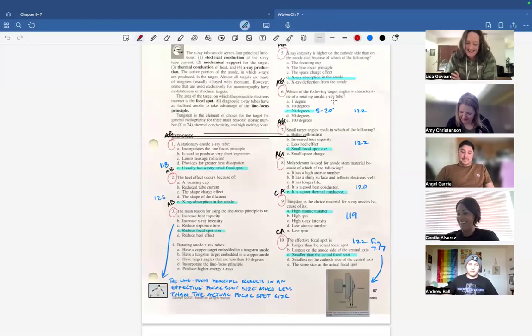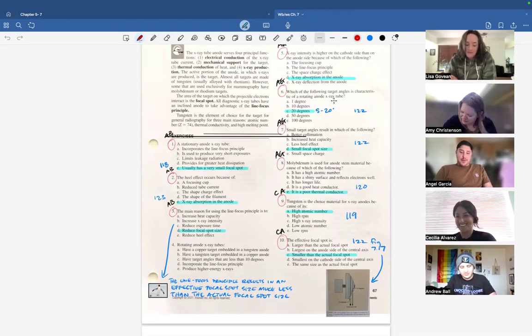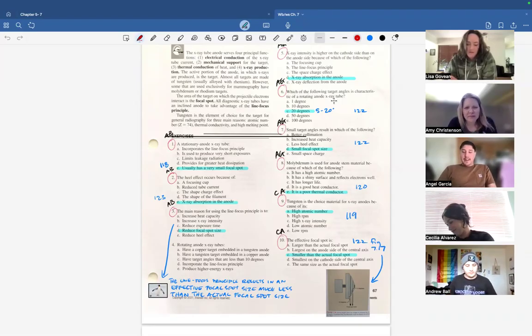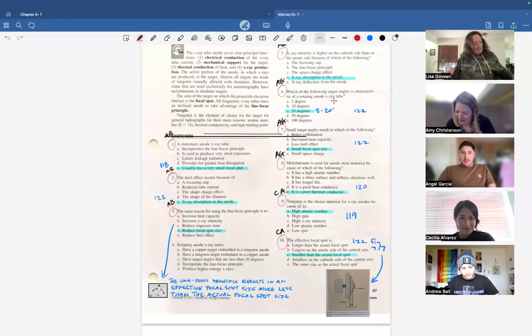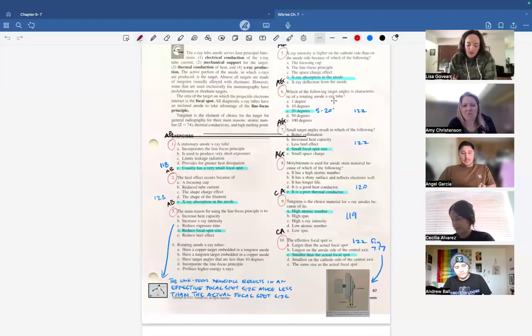Ready, guys? For number six, sorry, can I go? Yes, please. For number six, which of the following target angles is characteristic of a rotating anode X-ray tube? I put 10 at first, but then I just saw your answer, so I'm not sure if it's right. I did too. Actually, I did put 10 because I wasn't sure, because it's 5 to 20 degrees, or that's what I read on page 122. Yeah, it does say 5 to 20, so I just picked 20.